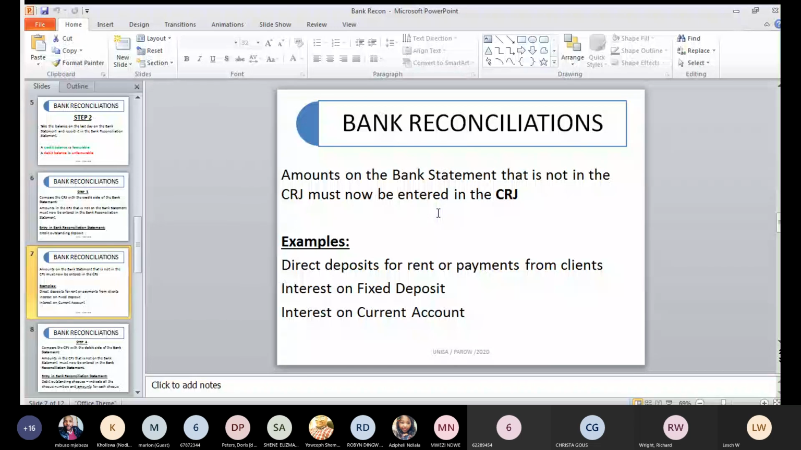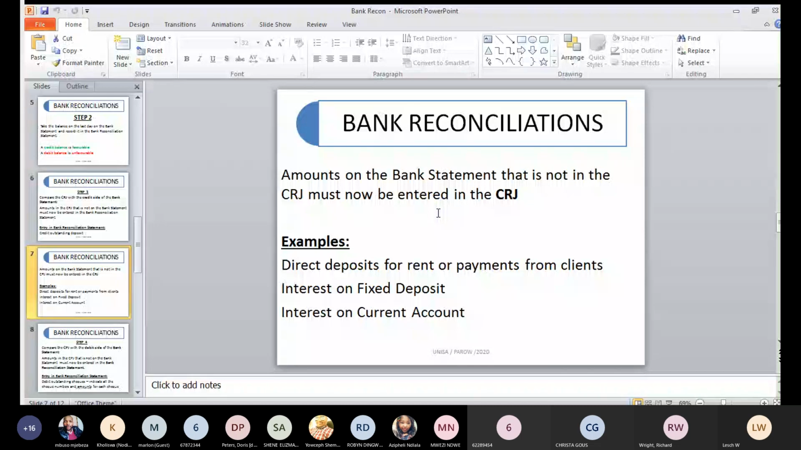Because as far as rent is concerned, and sometimes we will get from our customers that don't come to the business to pay their accounts, we have supplied them with our banking details, and they will deposit the money directly into the bank account, into the business's banking account.